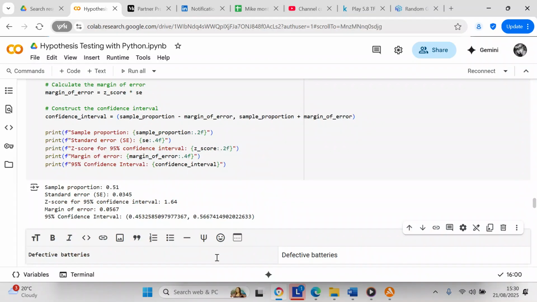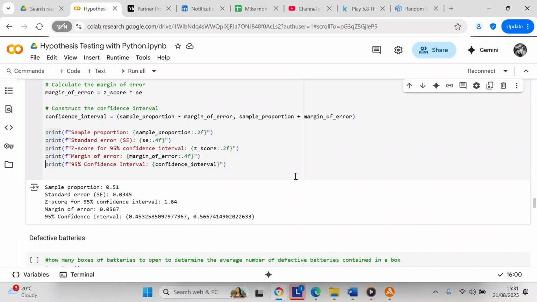So the sample proportion is 0.51, that's 51%. Standard error is 0.0345. The z-score for a 90% confidence interval is 1.64. Margin of error is 0.0567. And the 90% confidence interval is 0.45 to 0.5667.